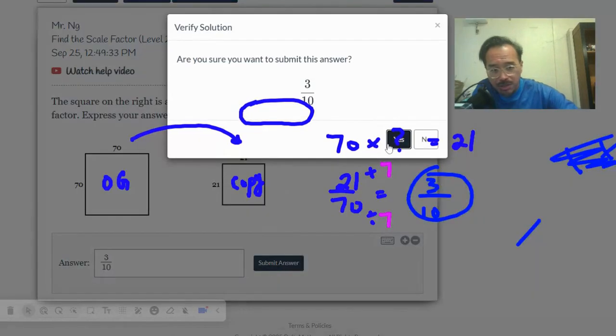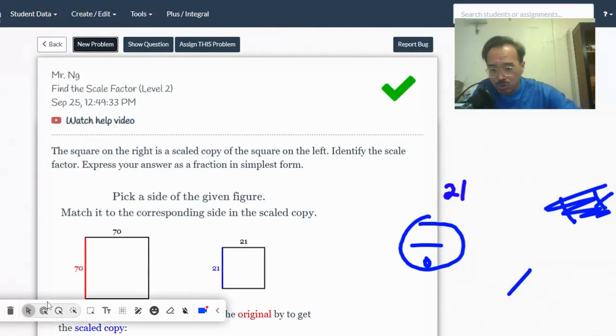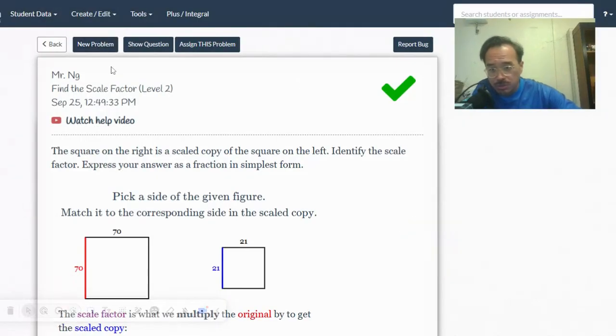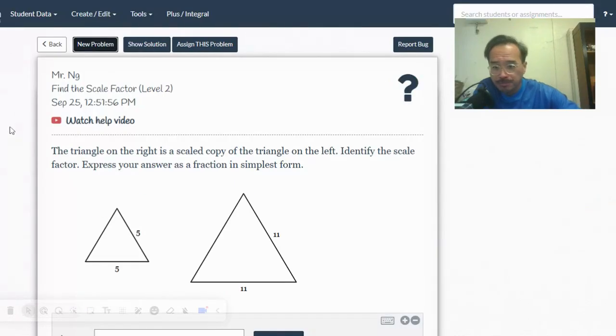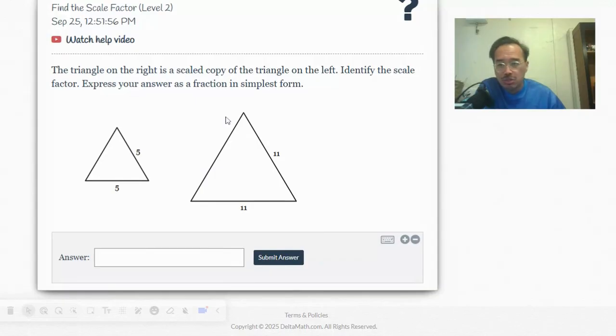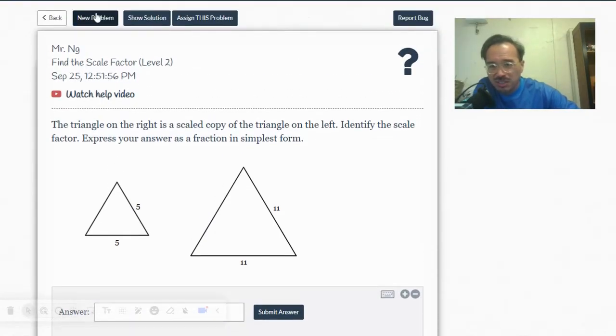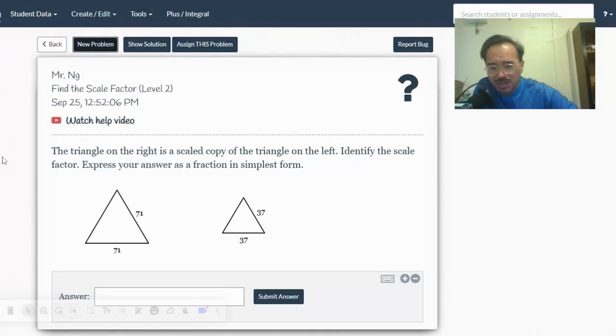Because this is our first homework, it would be good if we do one more. So let's do a new problem. This is not bad, actually. Actually, I don't really like it. Let me pick a new problem. No, yeah, all right, let's do this one.